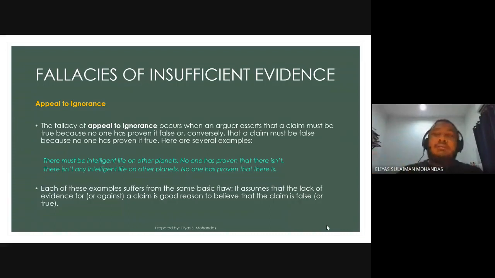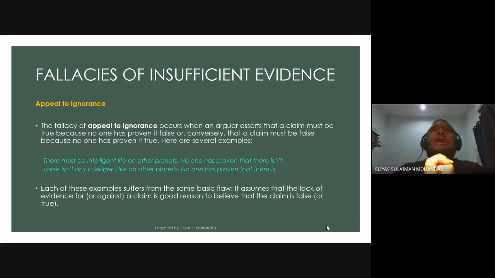No one has proven that there is. So these 2 examples basically suffer from the same basic flaw. It assumes that the lack of evidence for or against a claim is good reason to believe that the claim is false or true. Okay, so this part I think is quite clear for you to understand.